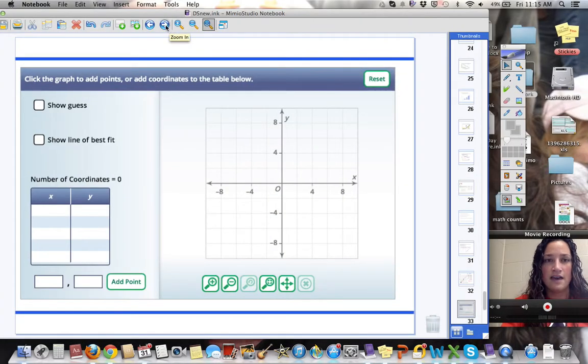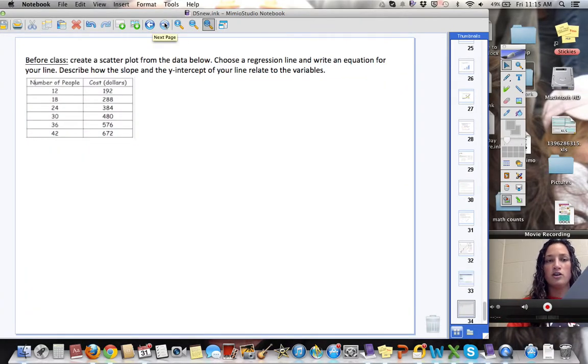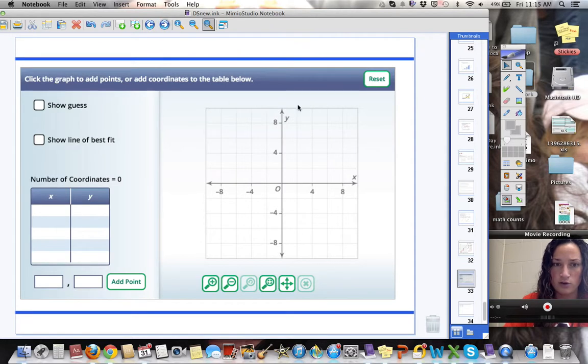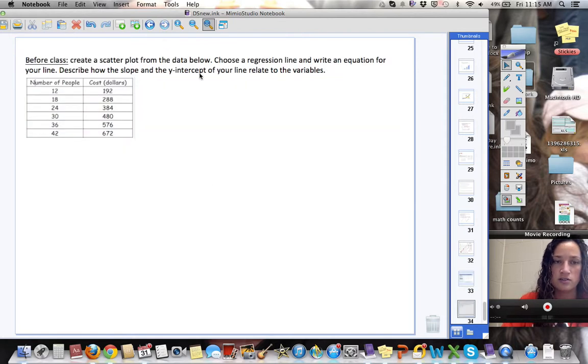All right, so that's that. So your before class: create a scatter plot from the data below and choose a regression. So you're going to pick your points, write your line, write an equation for your line, and interpret it. But also, besides doing that, I do want you to try the website, if it shows you a website for this that you can go to. If not, we'll just do some in class. But otherwise, do this for your before class.